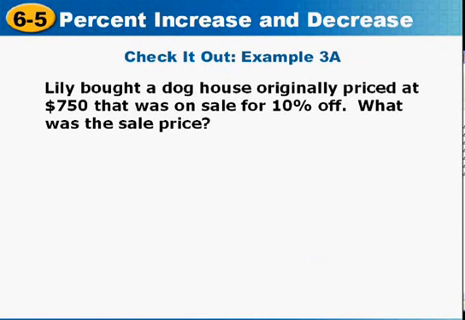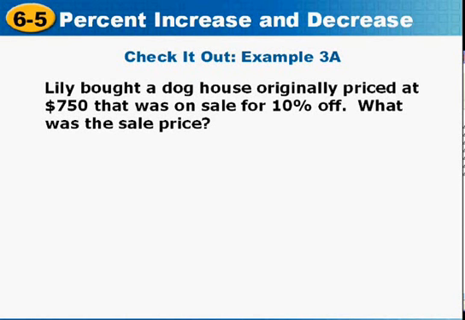Here's your check it out. Lily bought a doghouse originally priced at $750 that was on sale for 10% off. What was the sale price? Be sure you identify where the percent is, or what the amount of change was. Go ahead and hit pause.